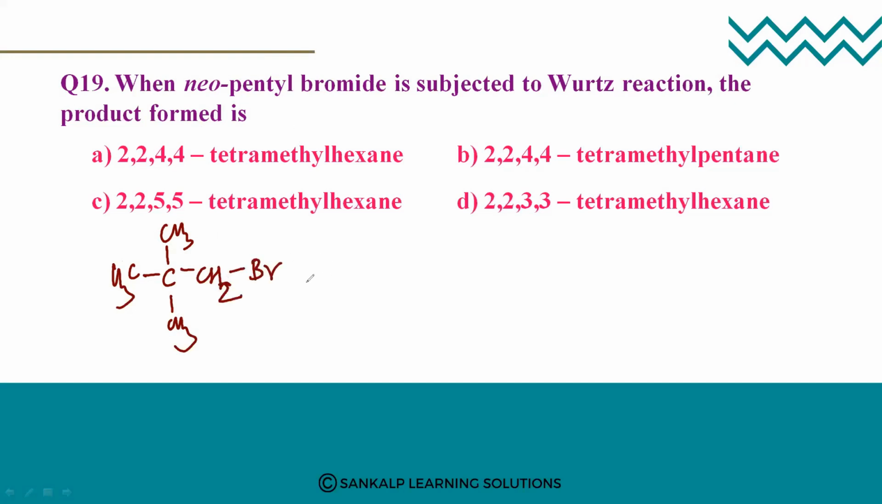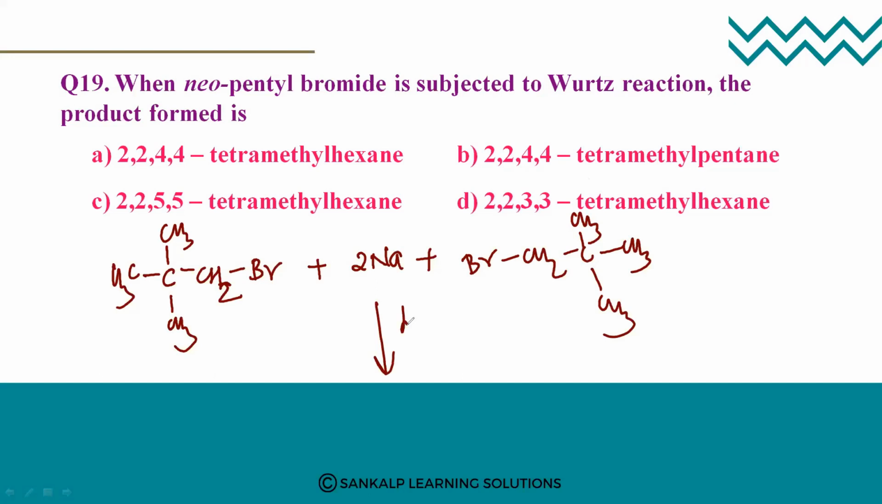So when neopentyl bromide is subjected to sodium, again for this we require 2 molecules of neopentyl bromide. So I'll write the structure here: Br, CH2, C, CH3, CH3 and CH3. Then you have to treat it with dry ether. What will you obtain, just see. This is the side product which is obtained. So it will be 2 NaBr, which is obtained.